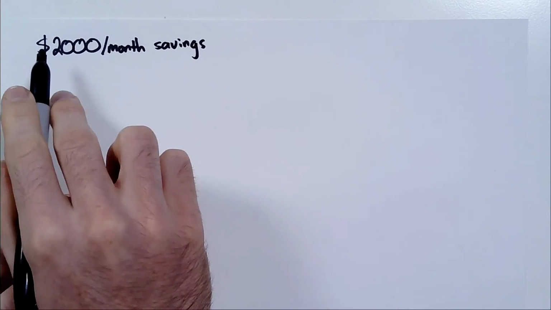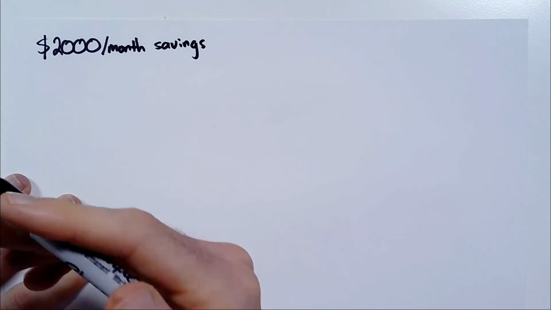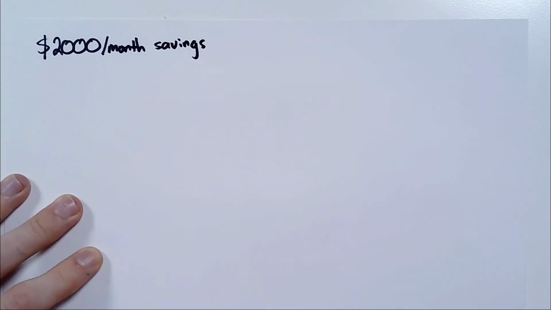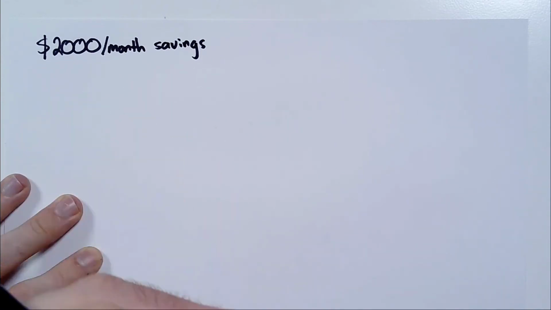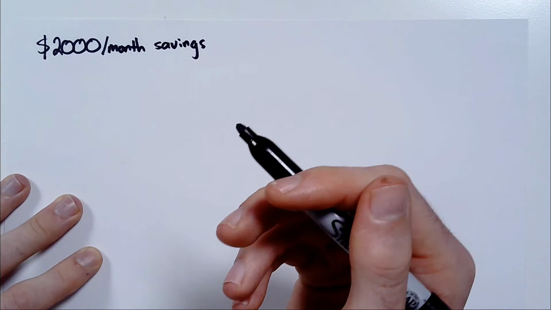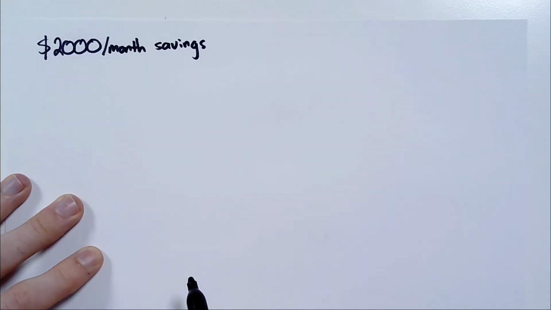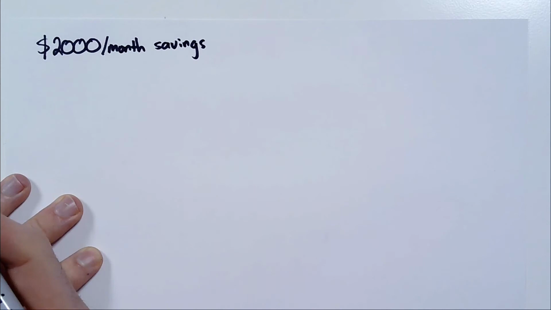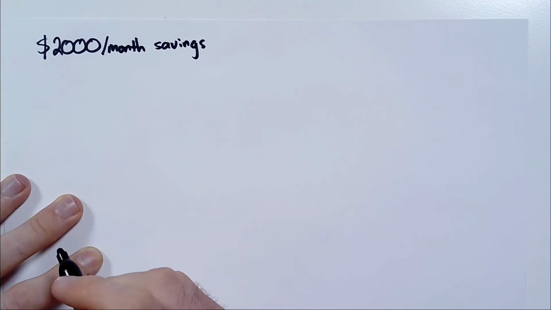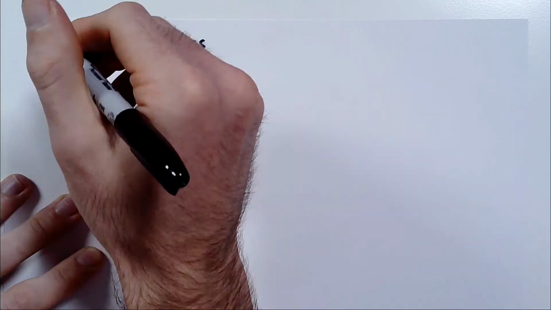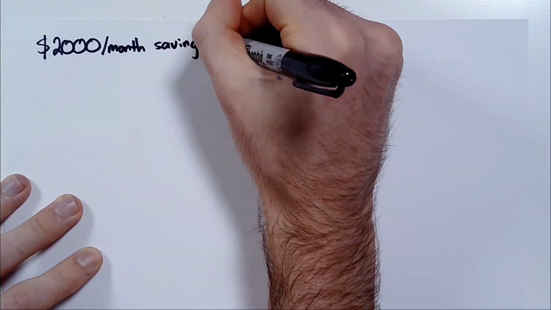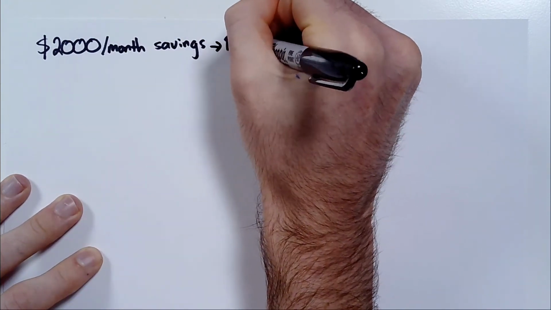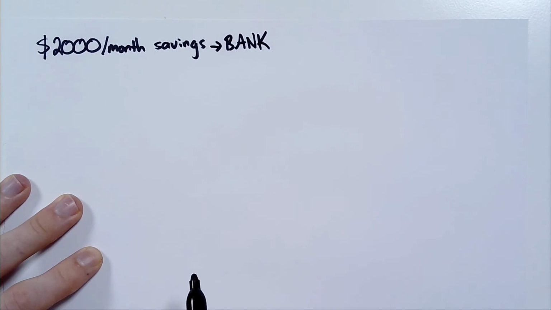You take the $2,000 to the bank. Obviously, you might actually do this online, but just to make you understand it a little bit more, imagine you have $2,000 in cash, and at the start of every month, you go to the bank and you give them $2,000. Now, why would you give it to the bank instead of saving that money under your bed or somewhere in your house? Because a bank is going to pay you interest.